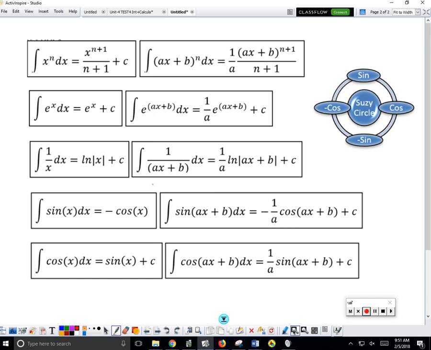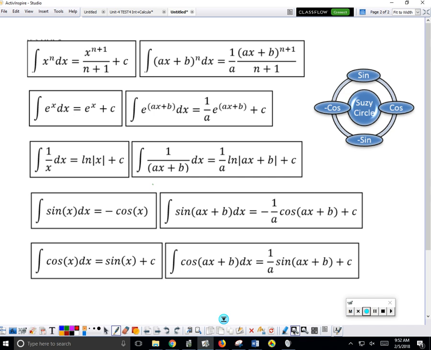Watch. Okay, over here, notice this is x to the n. Don't look at anything else, just focus here. This is x to the n, e to the x, 1 over x, sine x, cosine x. Okay, just 5 rules to memorize. Don't worry about anything else for a second.